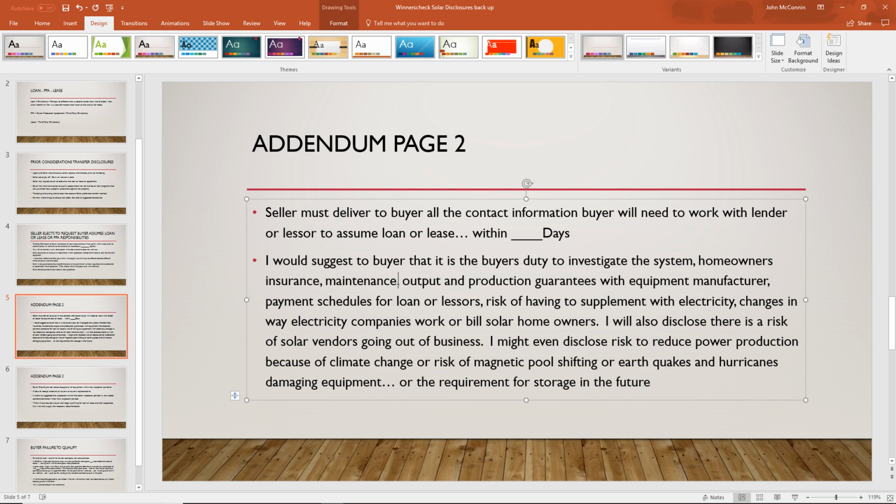Now, this is something I was considering as I wrote this. You might want to disclose, I mean, if you're really trying to be safe, you might want to disclose the risk of power production because of climate, because I've noticed in my own power bills. I should have pulled them up. I'll pull them up in future videos.